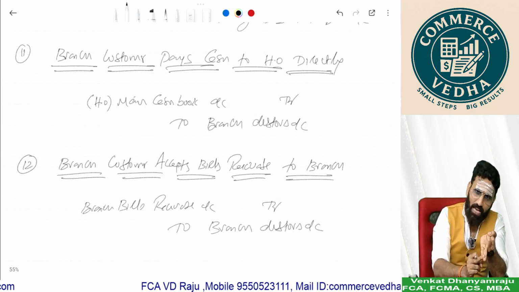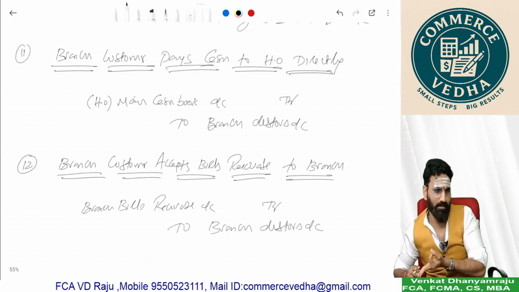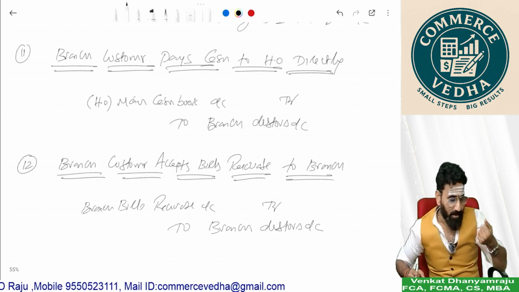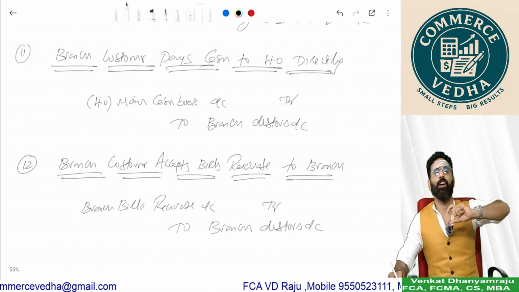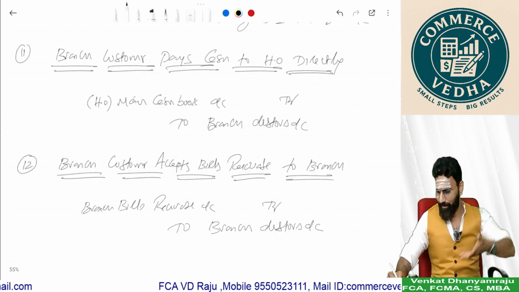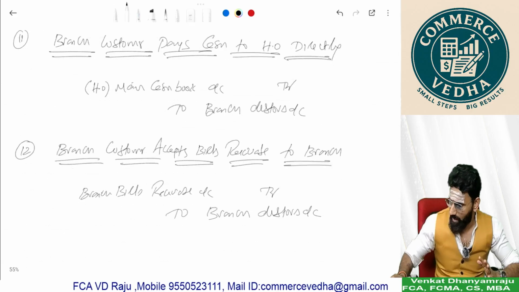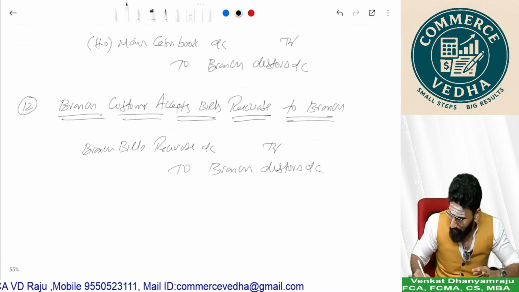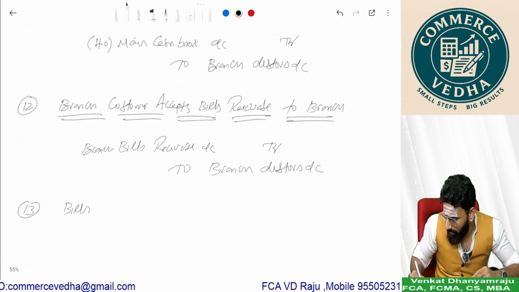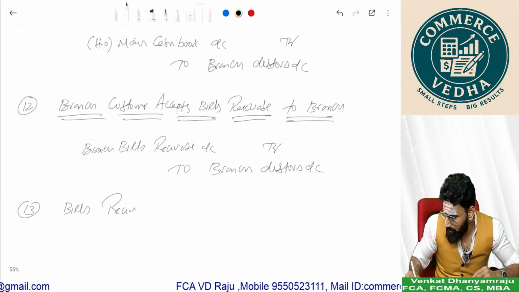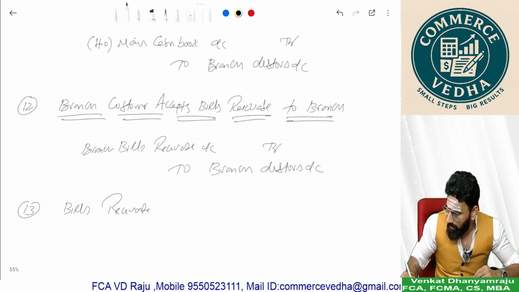Debtor can return the goods. Debtor can give the cash. Debtor can give the bills receivable. Whatever received from debtor, credit debtor, and debit the component: cash or stock or the bills receivable, right? And then 13, bills receivable collected.